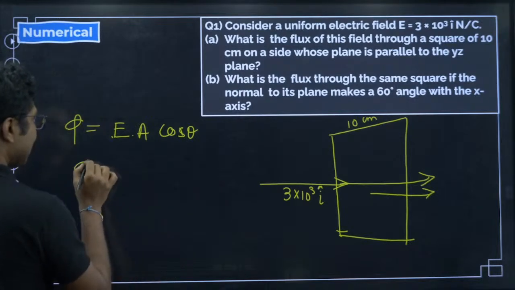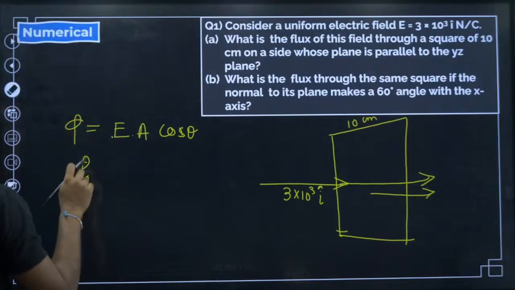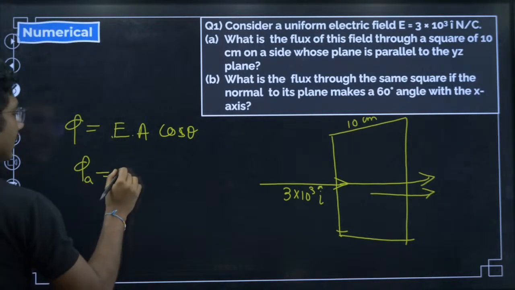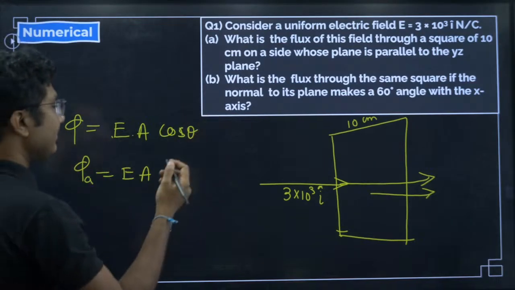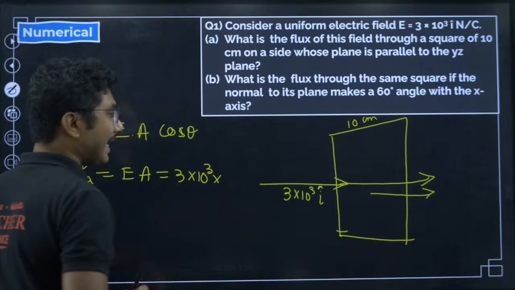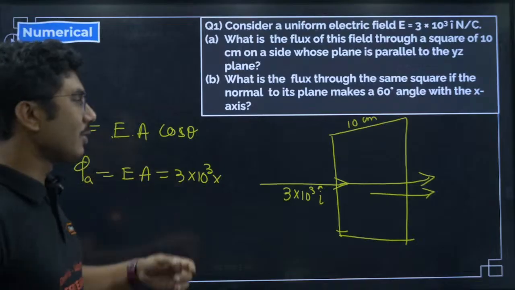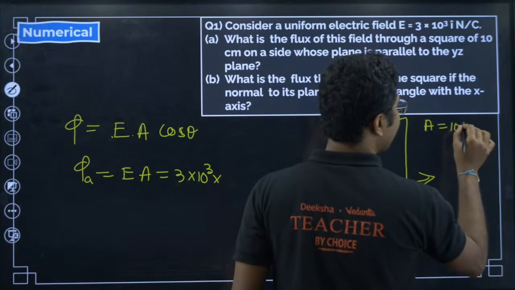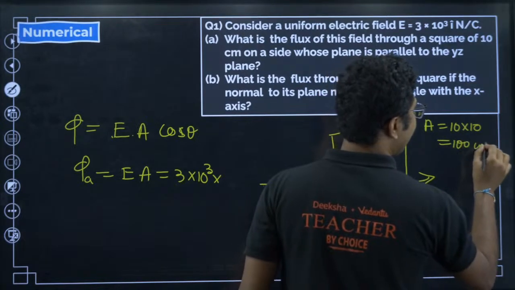So, first case, option A. Both are in the same direction, so electric field and area are in the same direction. So, it will be E into A. E's value is given, 3 into 10 to the power of 3. Now, area: this is a square of side 10 centimeter. So, what will be the area of the square? Area of the square will be 10 into 10, that is 100 centimeter square.